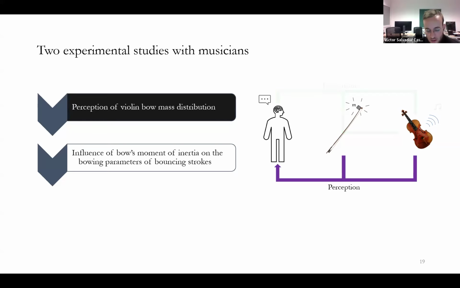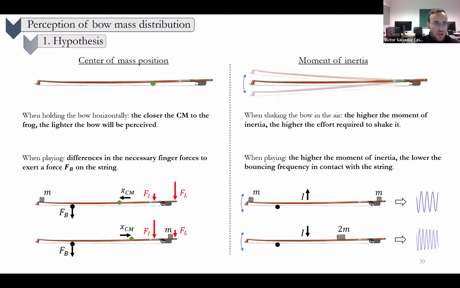So let me first start with the study on the perception of violin bow mass distribution and on the hypothesis that we may have on how these mechanical properties may affect the perception of the bow from the point of view of the violinist.